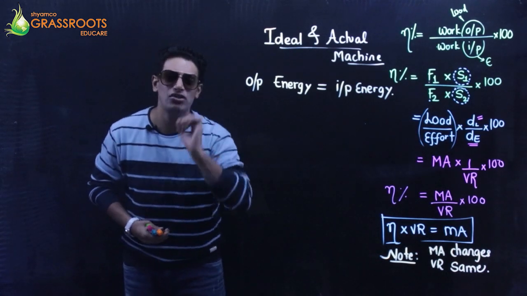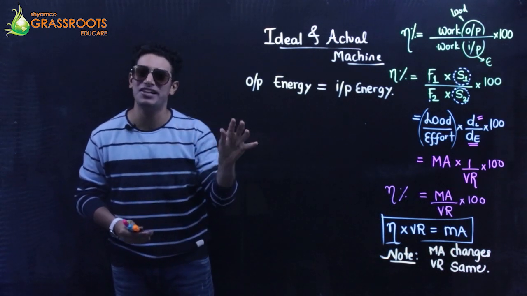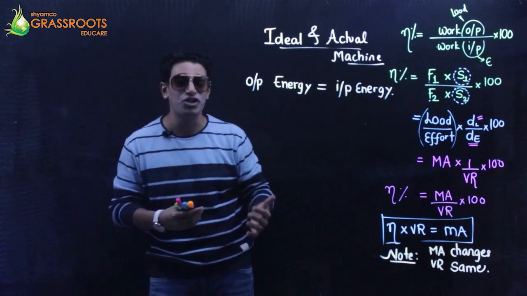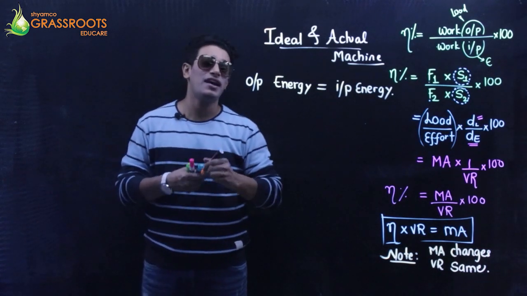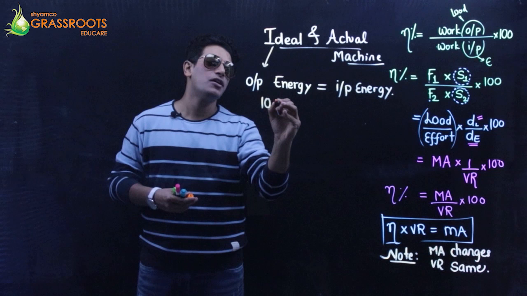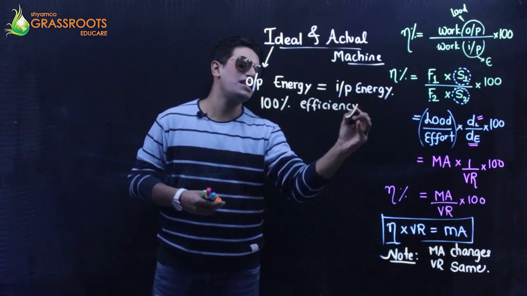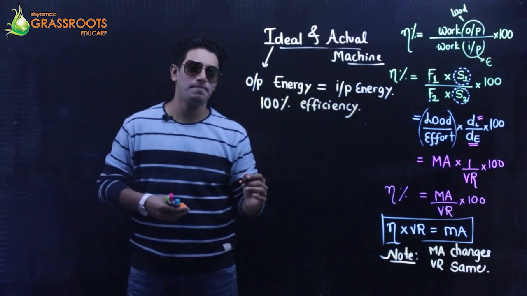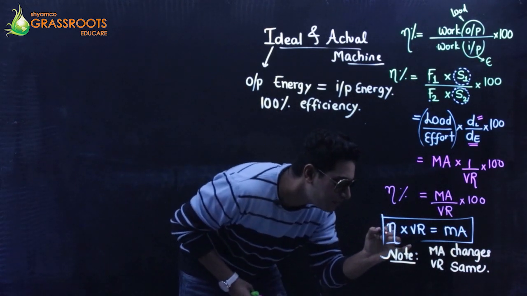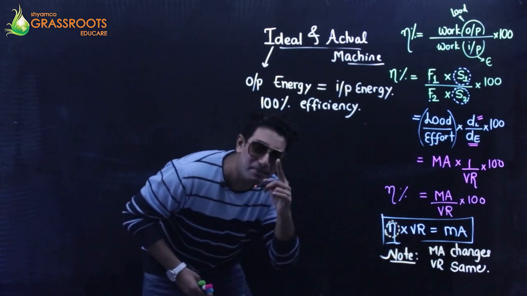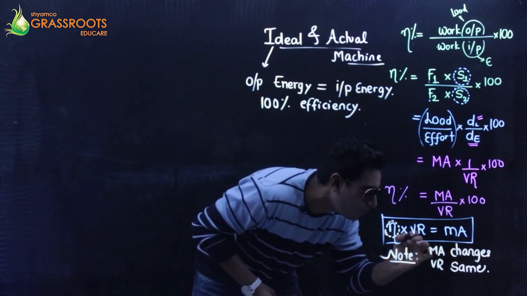There is some amount of energy which is lost into the surroundings in the form of heat, radiation or something, because of the friction, the moving parts of the machines and so on. So I will say that an ideal machine has 100% efficiency. But this is an imaginary condition. An actual machine, and also if it's 100% efficiency, 100% means 100 upon 100.